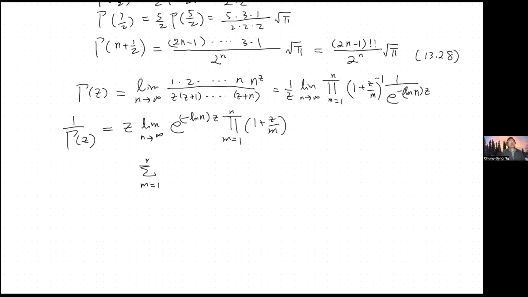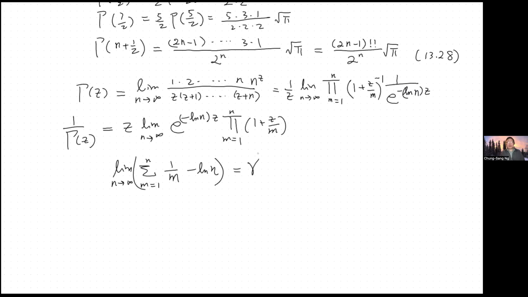And 1 over m. This is the so-called harmonic series, right? And if you let n go to infinity, this series diverges. We probably mentioned that. But if you subtract log n, that becomes convergent. There's a discussion in chapter one that this limit exists. We take the limit as n goes to infinity. This difference is a finite number and is defined as gamma.